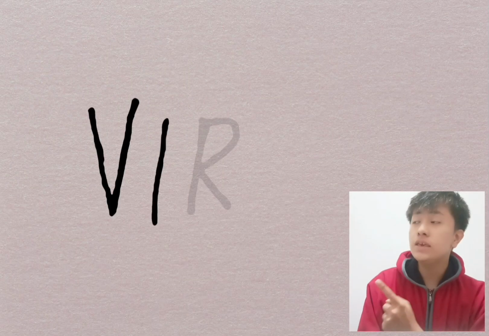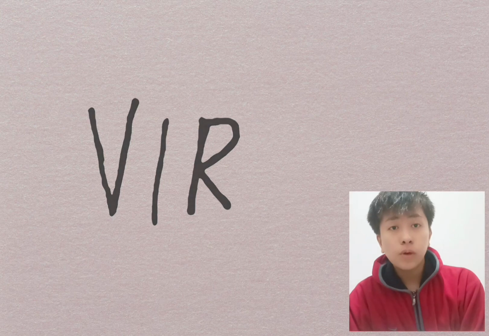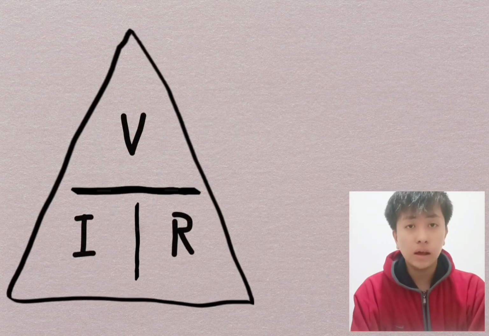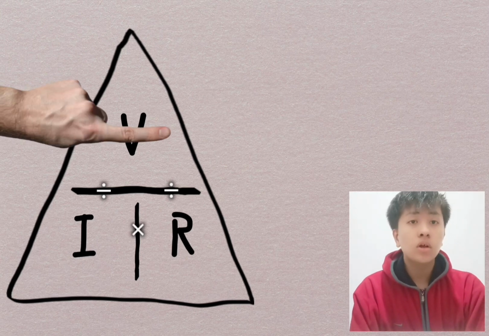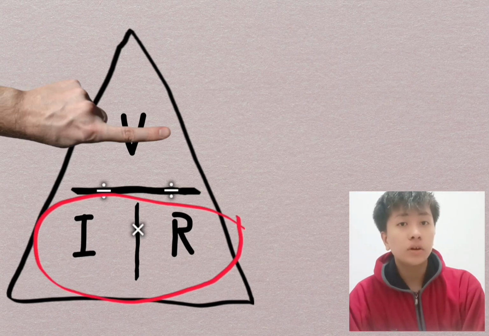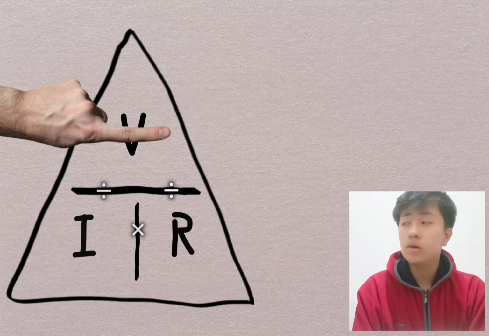To easily remember the three formulas, we can do the Ohm's pyramid trick. Just remember the three letters in order, V, I, R, and write them in a triangle form with the V on top and separate the letters with lines. To find the formula, we just need to cover up the symbol we are looking for. And after that, we can see the formula for it.